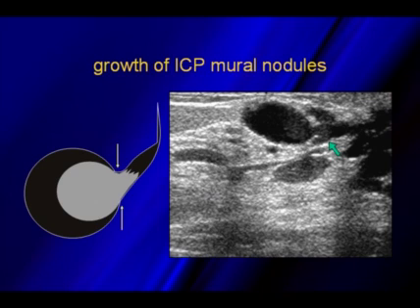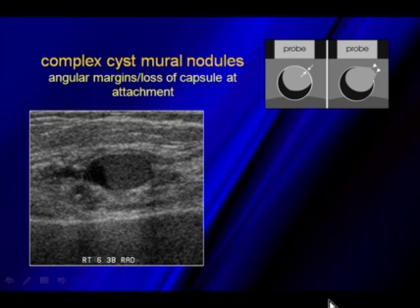This is growth of an intracystic papilloma, where we can see the mural nodule. This is the cyst that has formed around it. Here is our papilloma, and you can see that we actually see it coming down through the ductal system and branching out. So, growth of an intracystic papilloma.